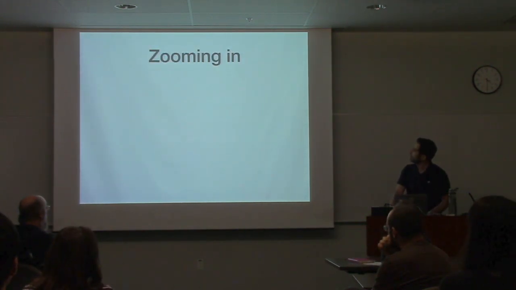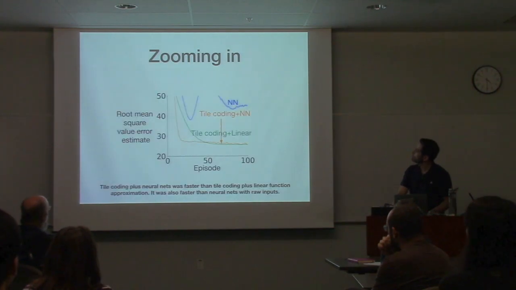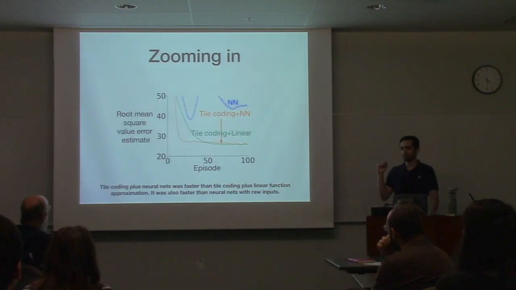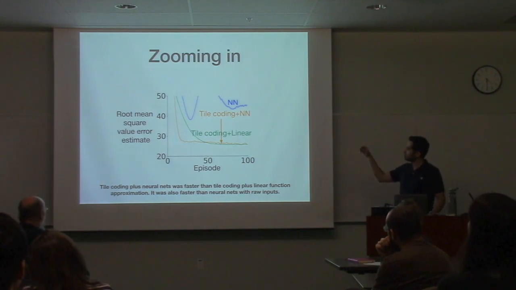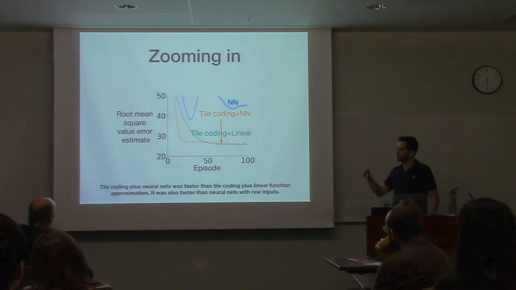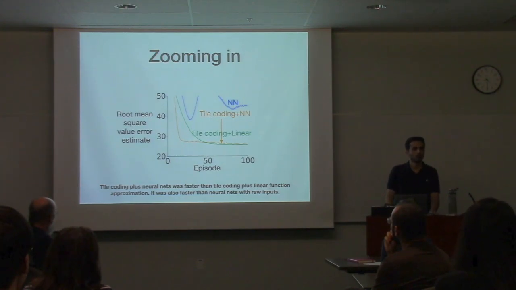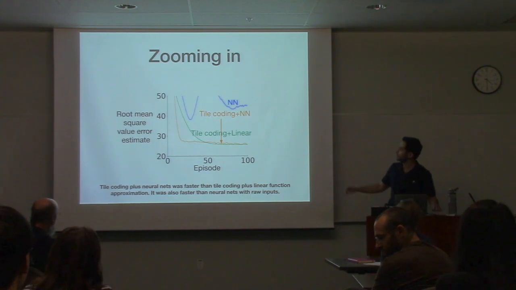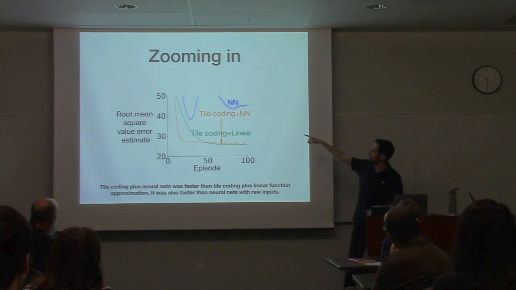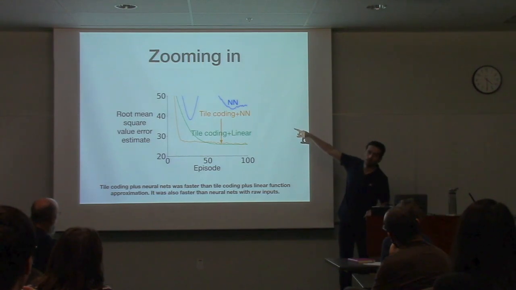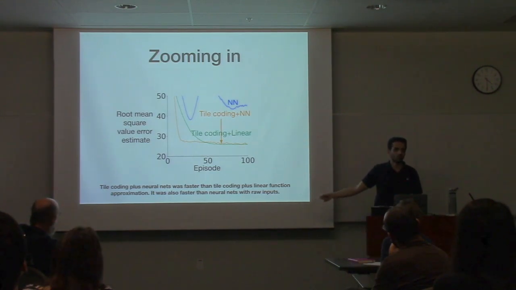Okay, so I'm going to zoom in to the first 100 steps of the previous figure, and what I want you to see is that tile coding plus neural networks is actually faster than tile coding plus linear function approximation, and it's also faster than neural networks. Yes. Do you have confidence intervals on this? Yes, there are standard errors. You can see a little bit of that on the neural network one, but the other ones are small.